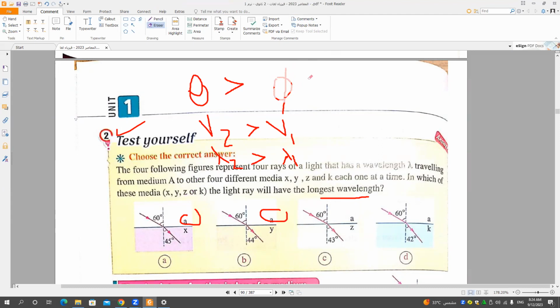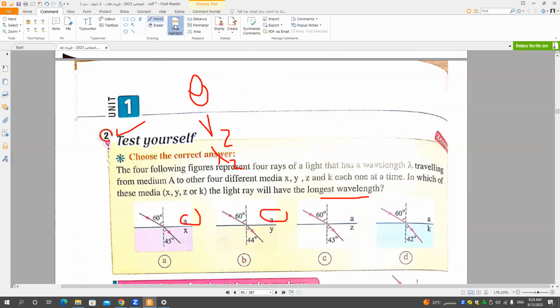We need the greatest angle, not from medium A but from the four media. We will compare the angles of the four media X, Y, Z and K, not A.